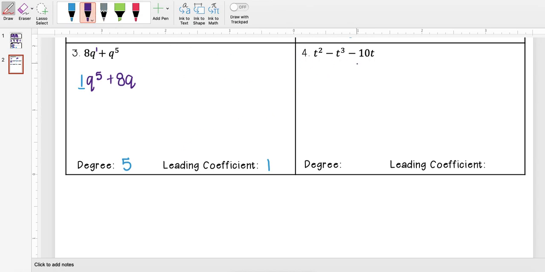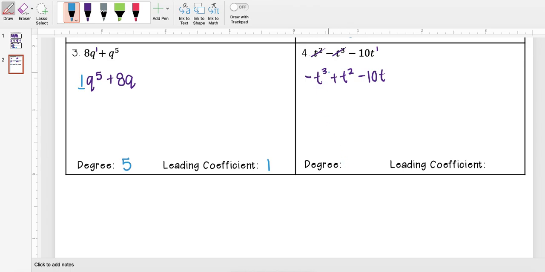Okay, now looking at this last one, I want to put this in standard form. I see I have an exponent of 2, 3, and 1, so the highest one is 3. I need to be careful here because this is a minus t cubed, so that minus is still going to be attached to the t cubed. My next highest is that t squared. It's positive, so I'm just going to have plus t squared, and then minus 10t.